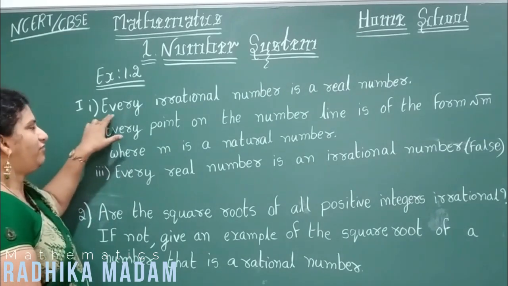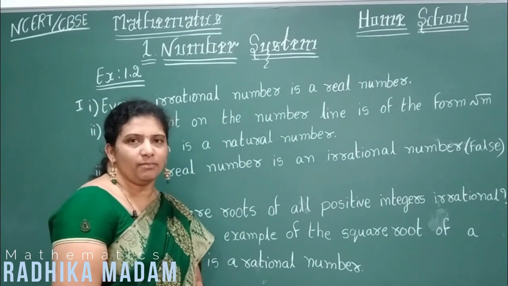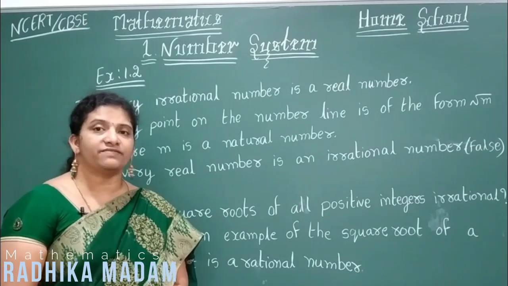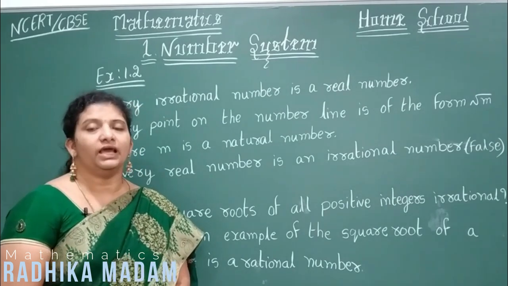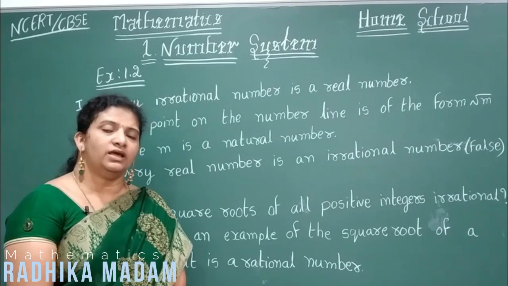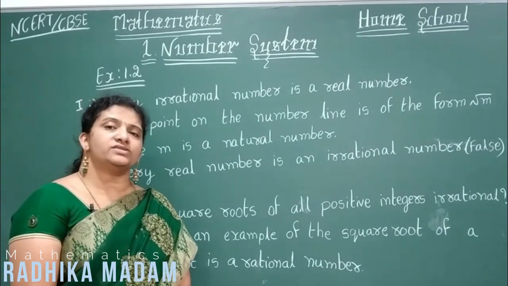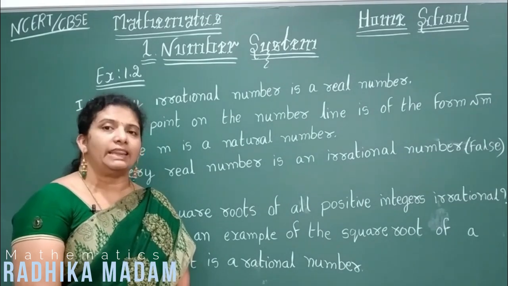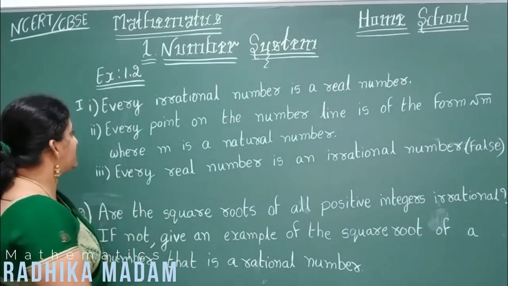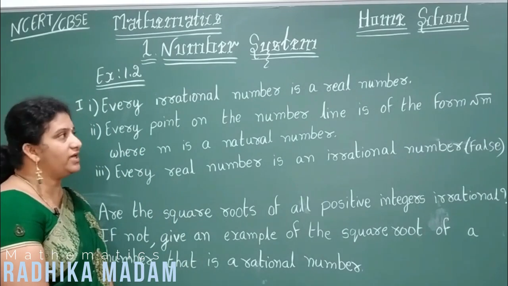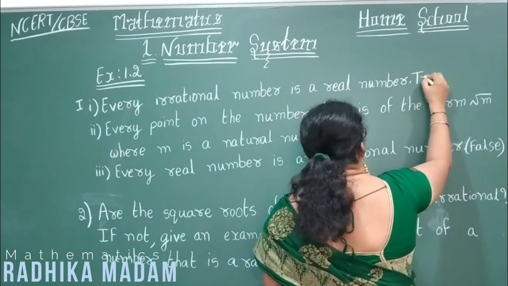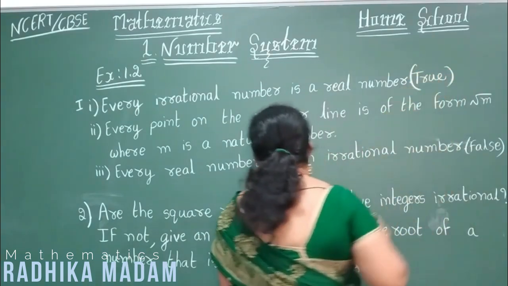First problem. Every irrational number is a real number. So think over here, children, what are real numbers? Do you remember? Real numbers are classified into two types, rational and irrational. Rational numbers are again classified into natural numbers, whole numbers, and integers. These all come under rational. The combination of rational and irrational are called the real numbers. So every irrational number is a real number. Yes, it is true. Irrational numbers are part of the real numbers.